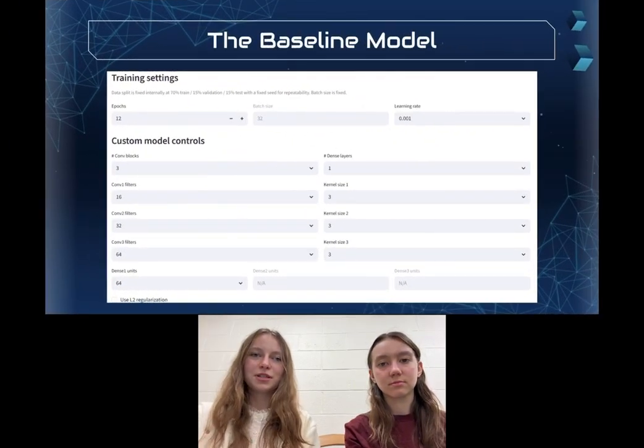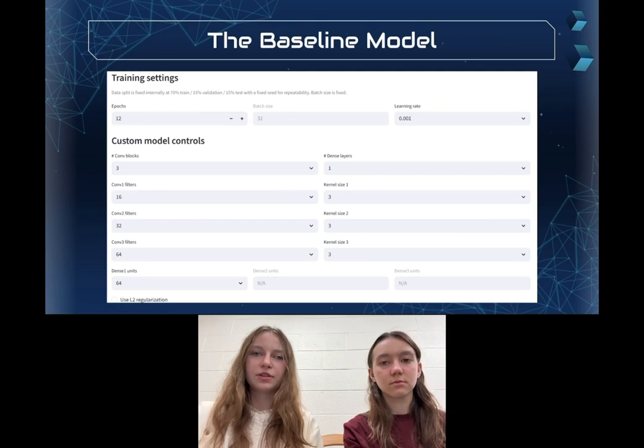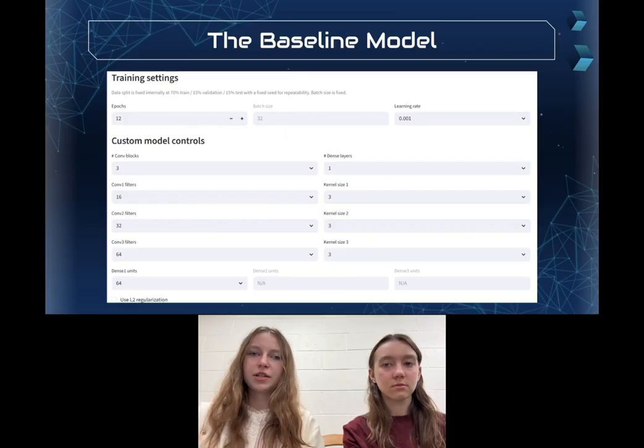Our baseline model is a convolutional neural network with 12 epochs, a 0.001 learning rate, with 3 convolutional blocks, with one convolutional block having 16 filters, the other having 32, and the last having 64, and all 3 have a kernel size of 3. We have 1 dense layer, 64 dense units, and we are not using L2 regularization.